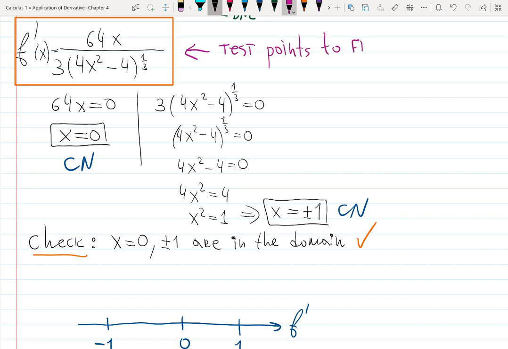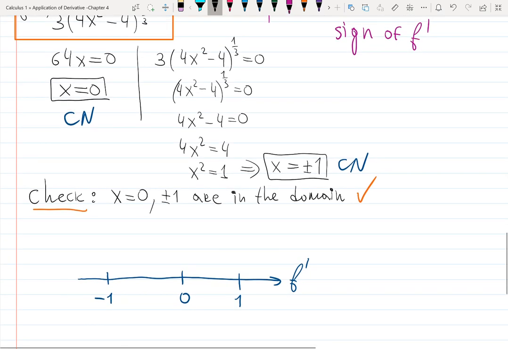Test points to find the sign of the first derivative. So what I'm going to do, I'm going to choose some convenient points. And what are convenient points? It's up to you to decide. For example, negative 0.3 is good, or negative 0.5. I like that one. Negative 1/2.